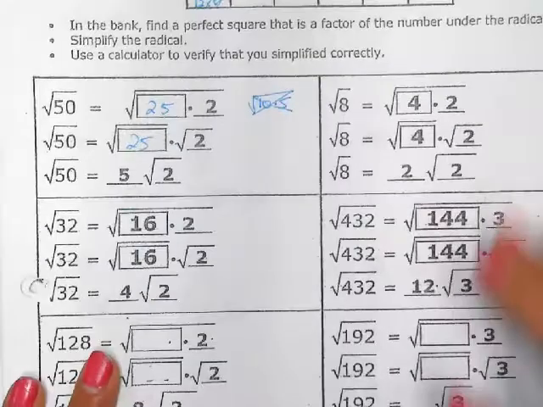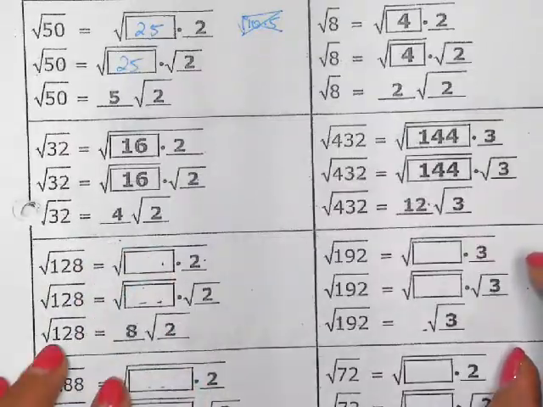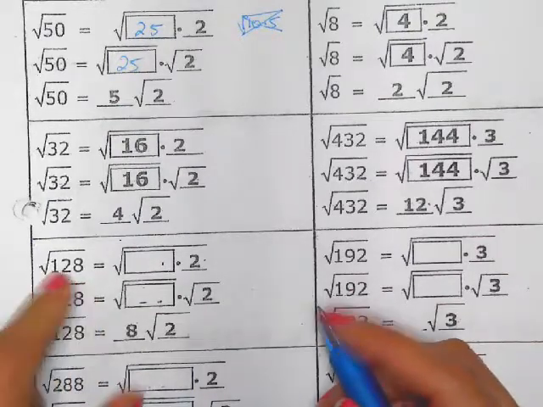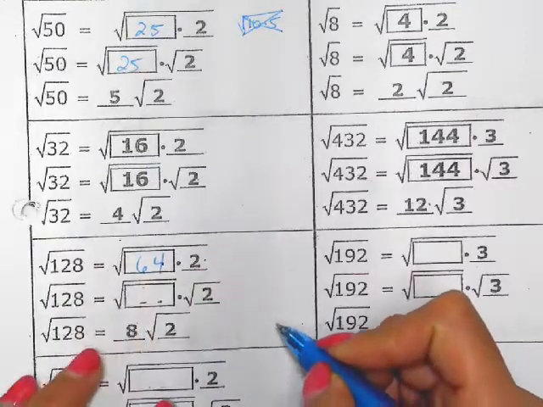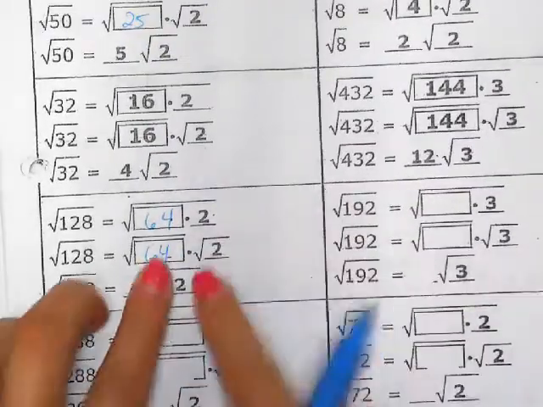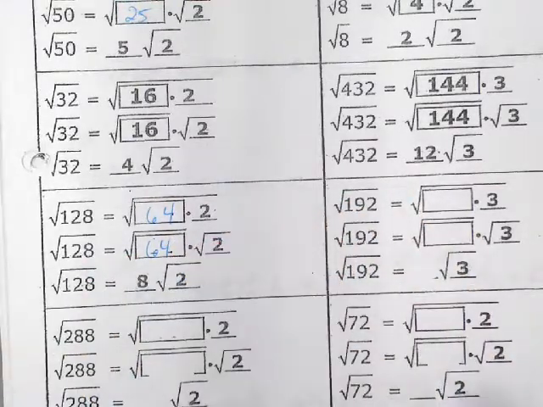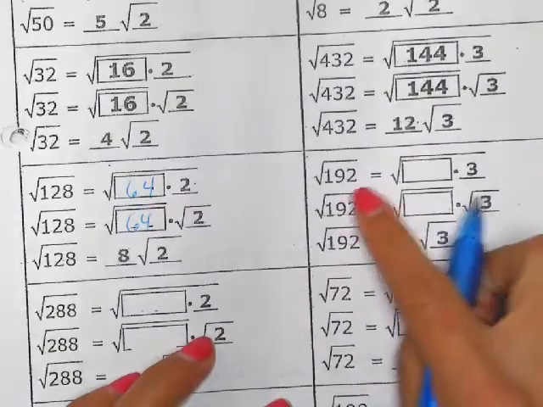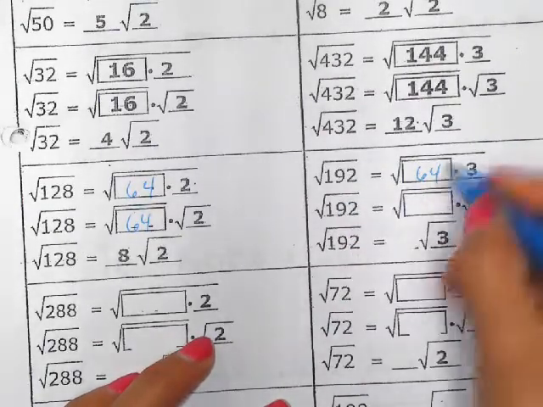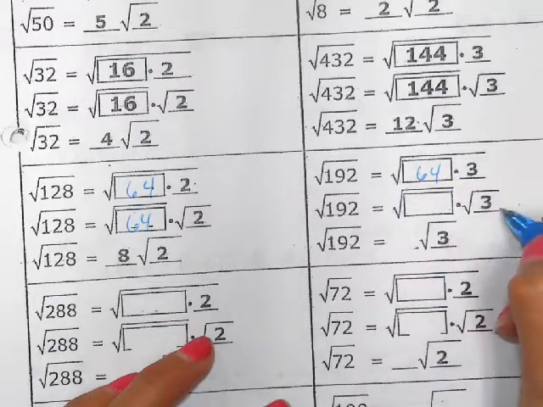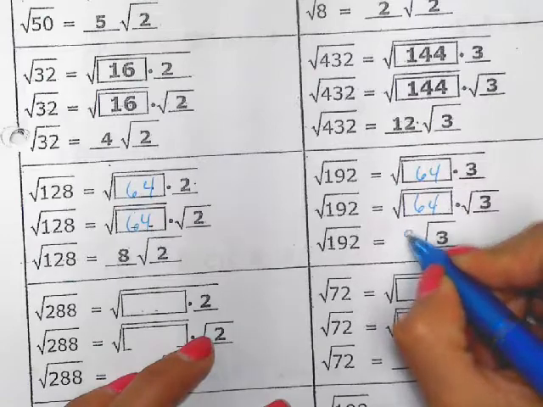Okay, we have a few more examples. Let's go and do the ones that we have to fill in the blank. So 128 can be broken down into 64 times 2. 64 is a perfect square number, so we separate them into two square roots, or two radicals, and the square root of 64 is 8. 192. 3 times 64 is also 192. You break down the 64 from the 3 into its own square root, or radical. Square root of 64 is 8.